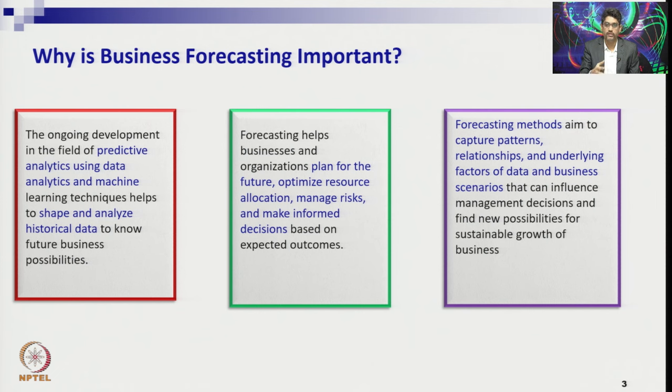In every segment, resource allocation, supply chain cost optimization, you need demand planning. For marketing, you need sales planning. So everywhere you need some sort of business forecasting, and only then will you be able to get better insights and make better decisions about the organization.